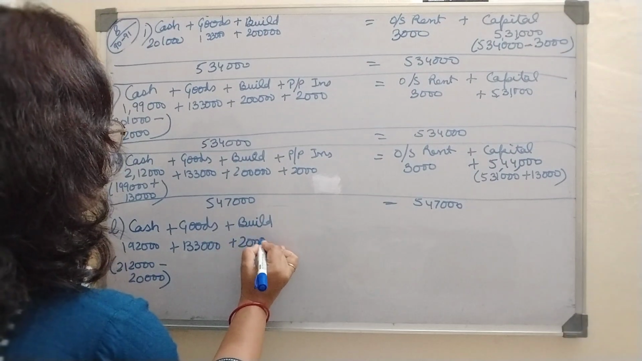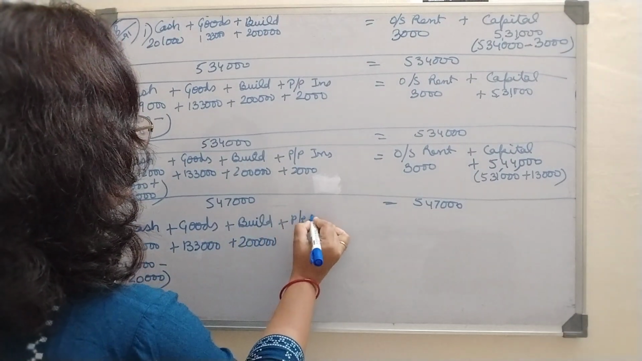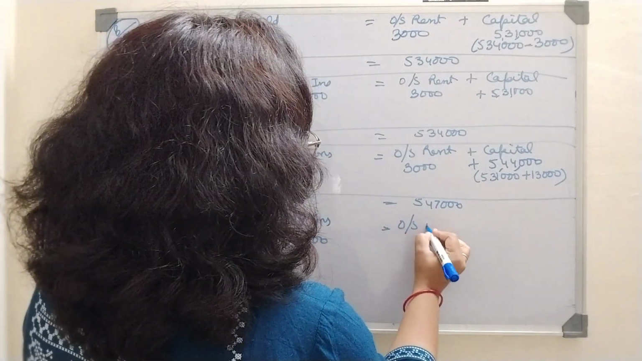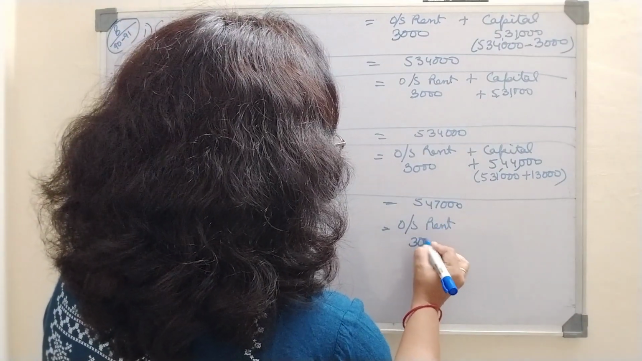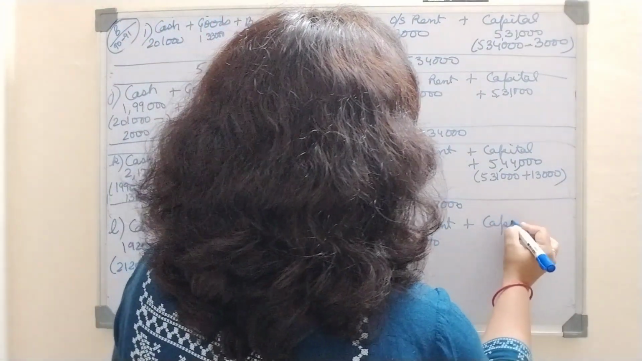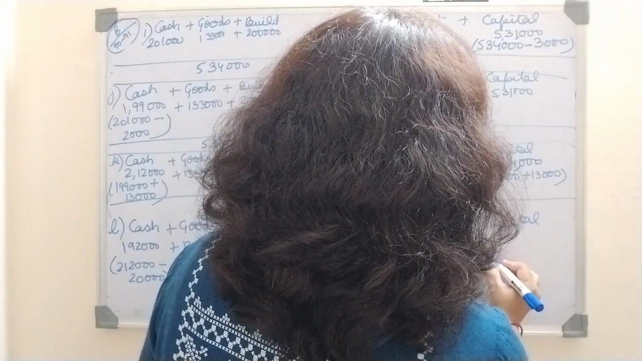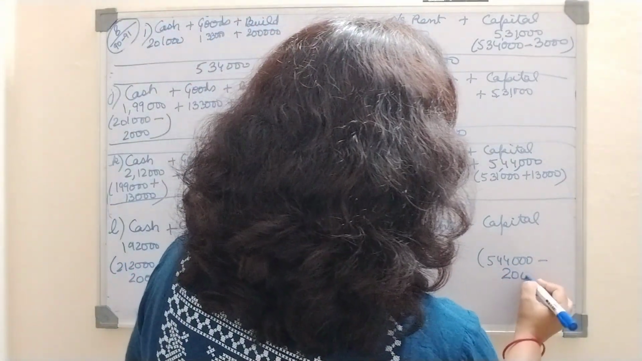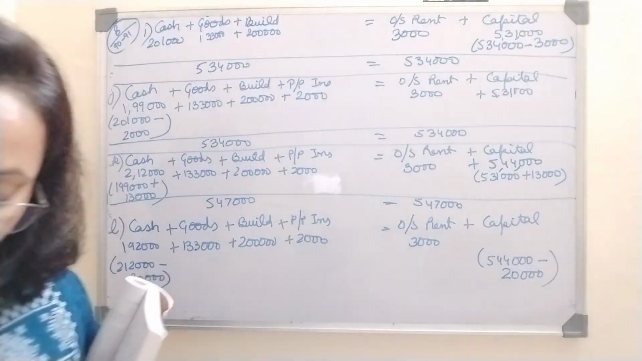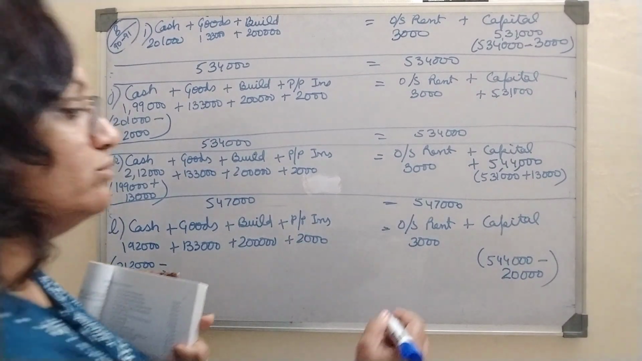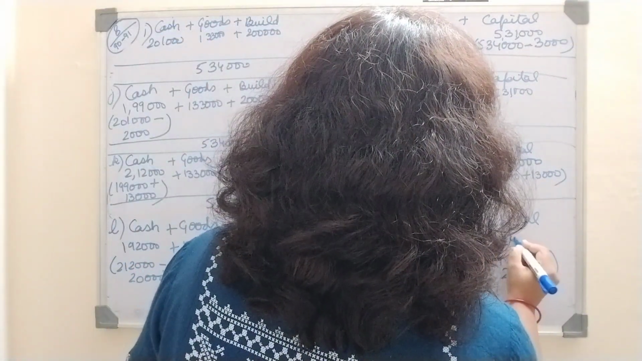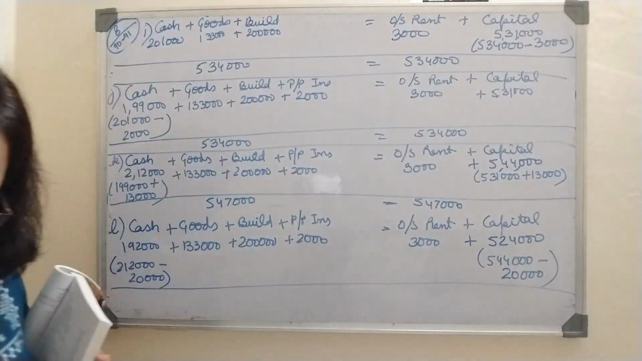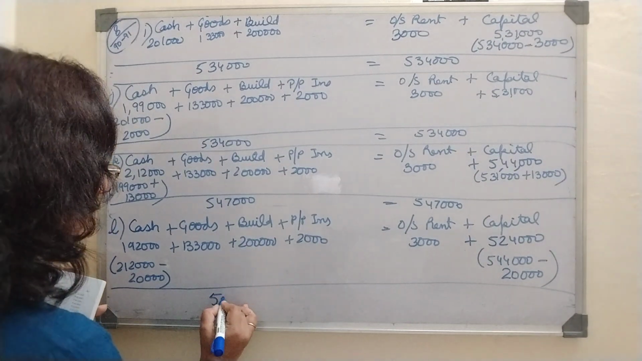Building will remain the same. Prepaid insurance not touched. Outstanding rent not touched. Same. From capital we will subtract it. 5,44,000 minus 20,000. Right? So 5,44,000 minus 20,000 gives us 5,24,000. So the total of both the sides comes to 5,27,000.